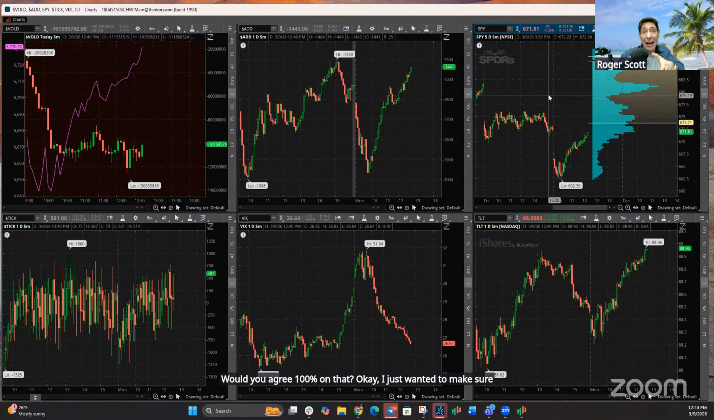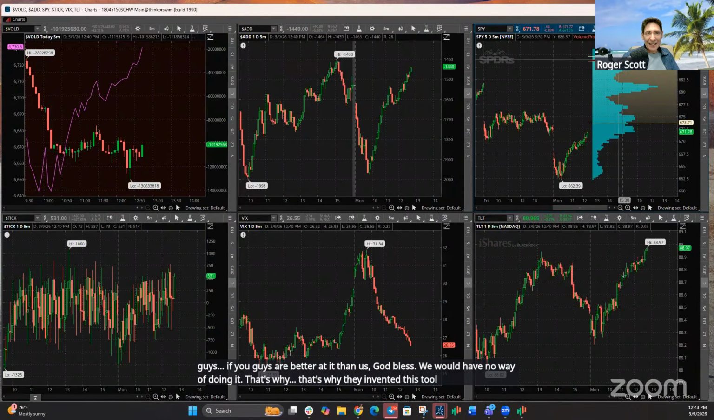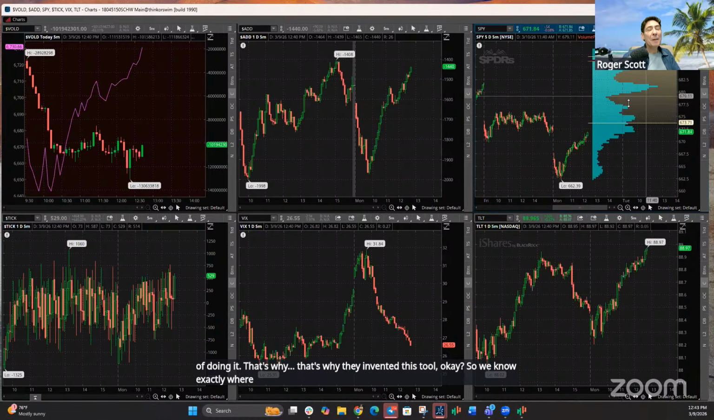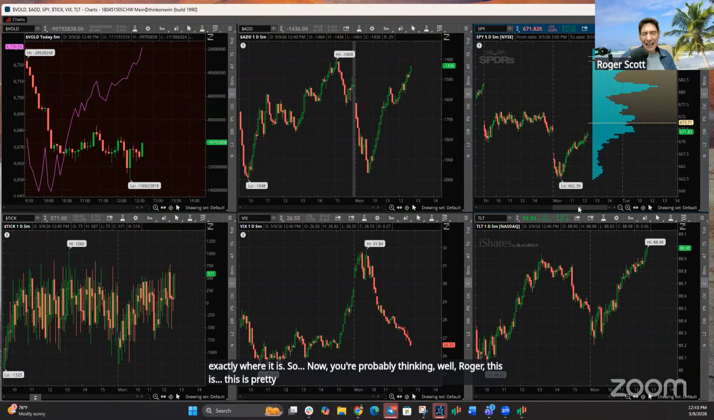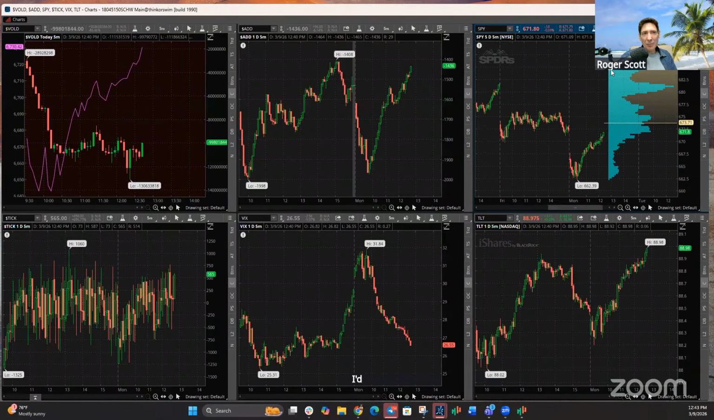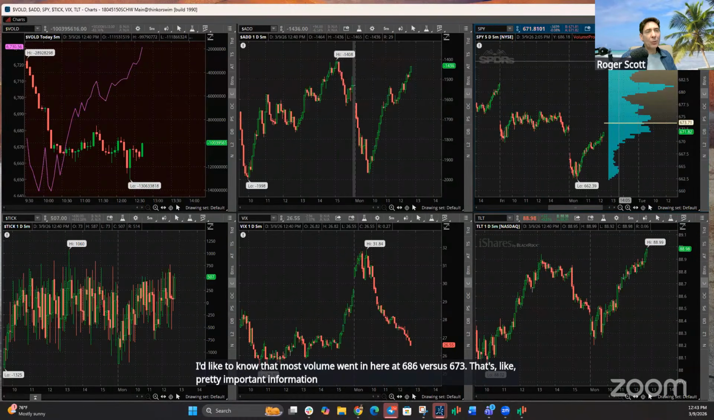If you guys are better at it than us, God bless. We would have no way of doing it. That's why they invented this tool, so we know exactly where it is. Now you're probably thinking, well, Roger, this is pretty important stuff. Like, I'd like to know that most volume went in here at 686 versus 673. That's pretty important information. And you know what I would say to you? I would say, you're damn straight it's important.